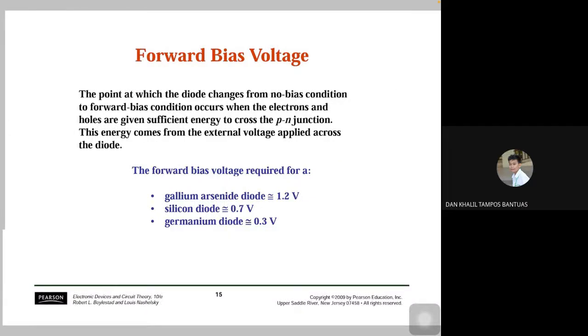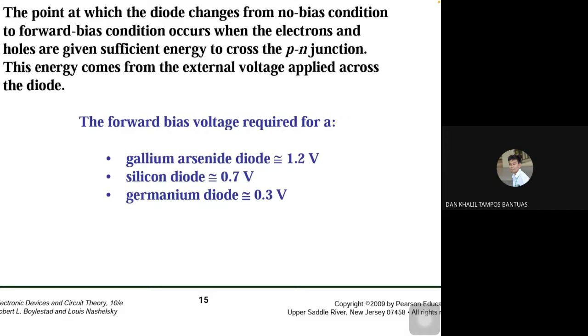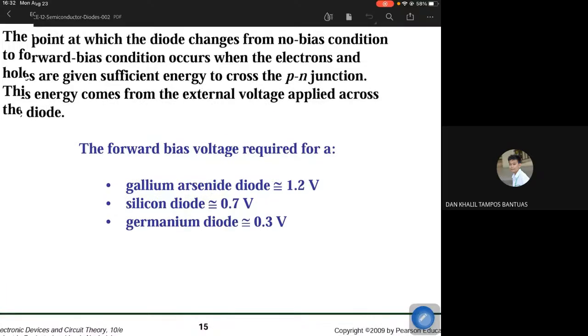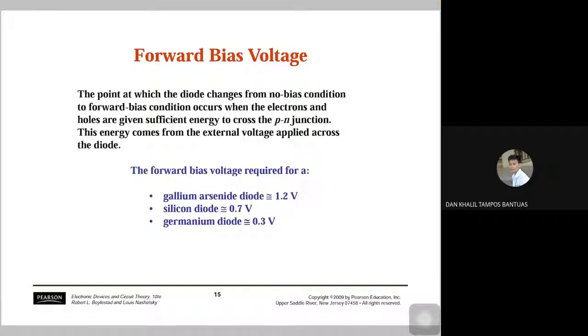The forward bias voltages, as mentioned earlier: silicon has a 0.7 forward bias voltage, germanium has 0.3, and gallium arsenide has 1.2. Unless stated that it is germanium or gallium arsenide, always assume a silicon diode. Sometimes I won't put an asterisk saying assume silicon, because if nothing is stated otherwise, it is not germanium. It's silicon. Okay?